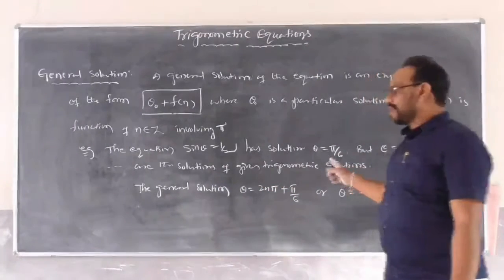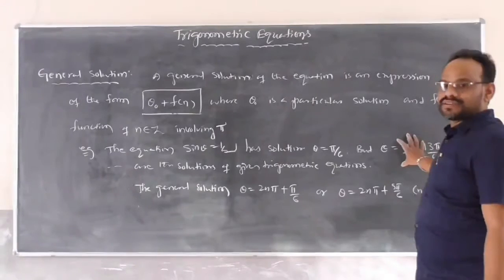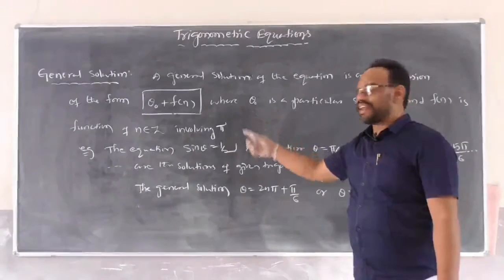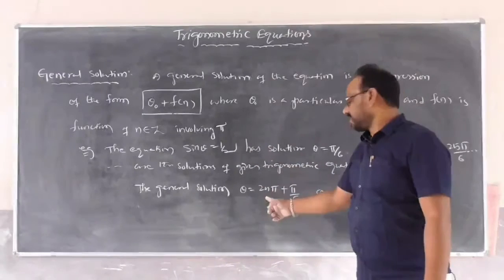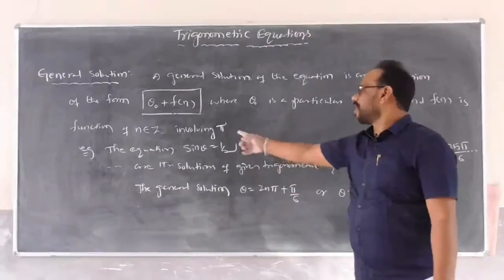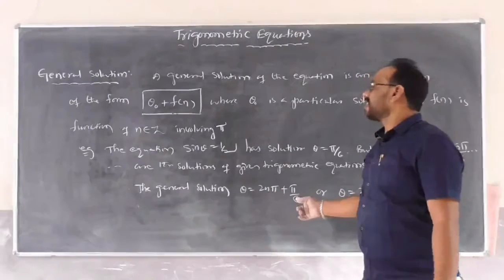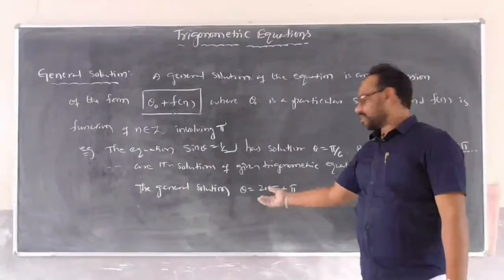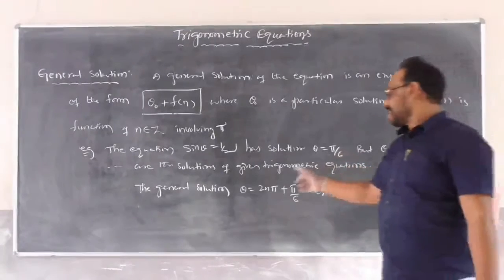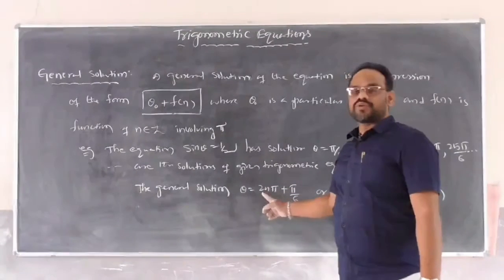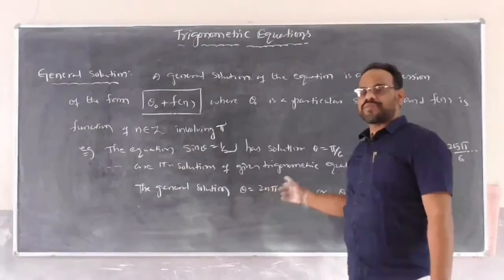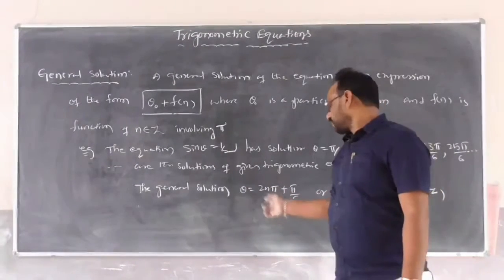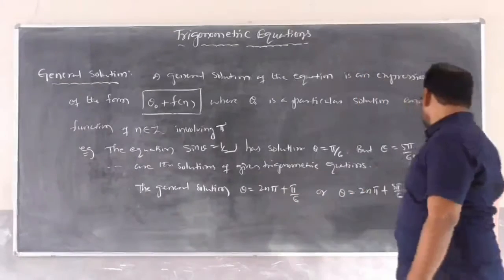Therefore, the general solution covers all these solutions. Using pi by 6, 13 pi by 6, 25 pi by 6, and 5 pi by 6, how do we write the general solution? Observe here, 2n pi: f of n is a function involving n and pi, where n belongs to Z, and theta naught is a particular solution. So theta is equal to 2n pi plus pi by 6. If you substitute n equals 0, we get pi by 6. If you substitute n equals 1, 2 pi plus pi by 6 gives 13 pi by 6. If you take n equal to 2, 4 pi plus pi by 6 gives 25 pi by 6.